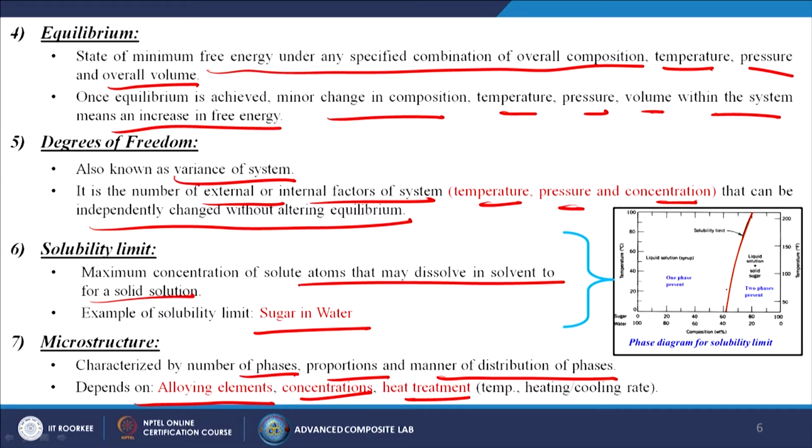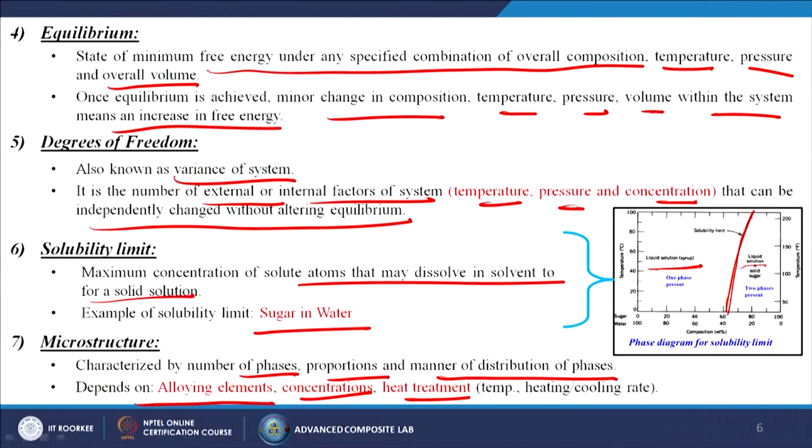In this case we are making the syrup, which is a liquid, as in the example of sugar in water. So, liquid solution syrup. This is the solubility limit or the solubility line. After that, if we again add the sugar, what will happen? Liquid solution and solid sugar precipitation will take place inside the system.